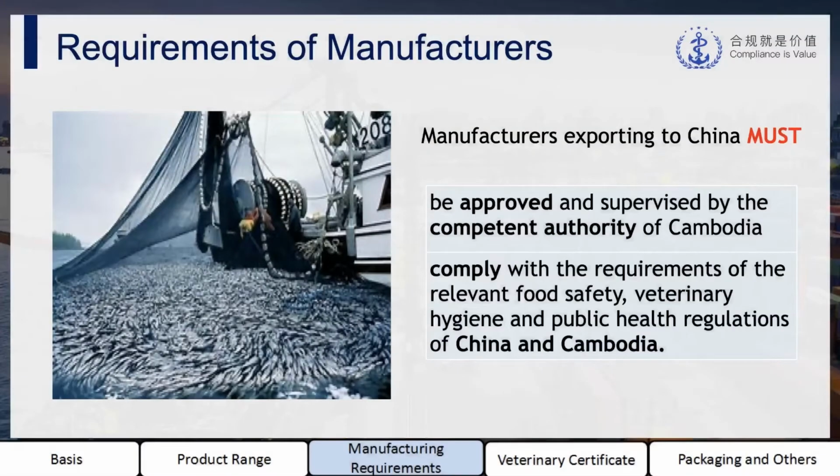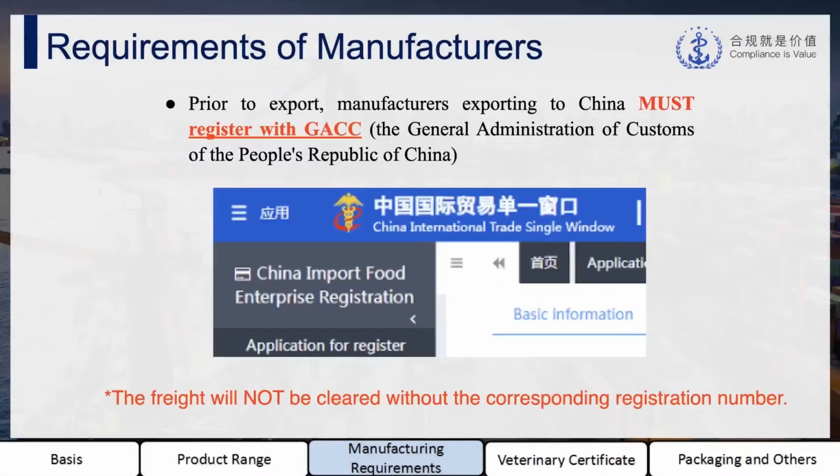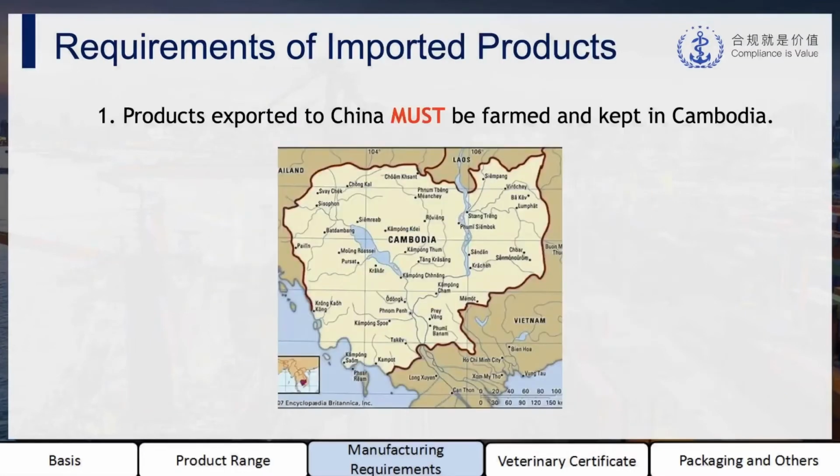Manufacturers exporting to China must be approved and supervised by the competent authority of Cambodia. Moreover, they must comply with the requirements of the relevant food safety, veterinary hygiene, and public health regulations of China and Cambodia. Prior to export, manufacturers exporting to China must register with GACC. The freight will not be cleared without the corresponding registration number.